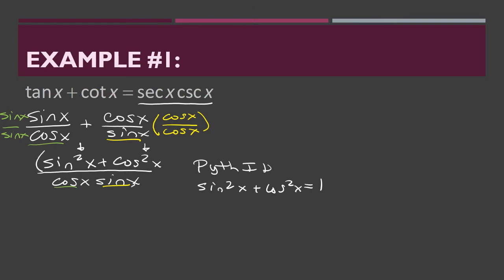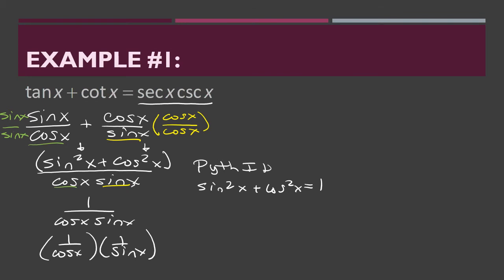So I'm going to take out sine squared x plus cosine squared x and turn this into 1 over cosine x sine x. Because I have a secant and a cosecant in my answer, I'm going to turn this into 1 over cosine x and 1 over sine x, which actually has the equivalent value of the previous step. 1 over cosine is secant x, and 1 over sine is cosecant x. And if you look, that is what I was trying to get. So now this problem is solved.